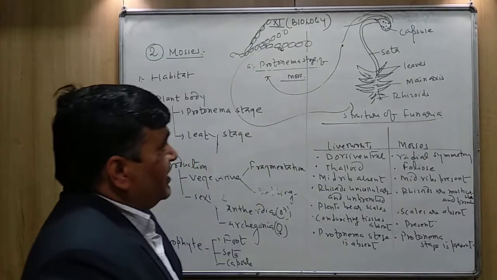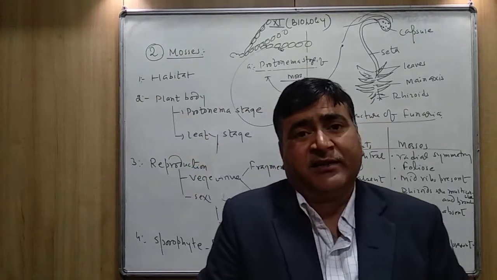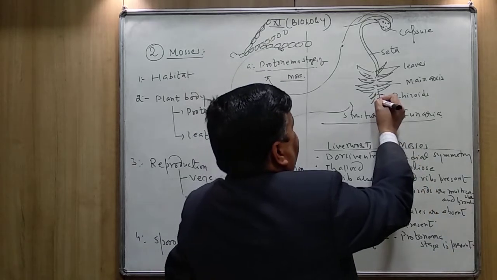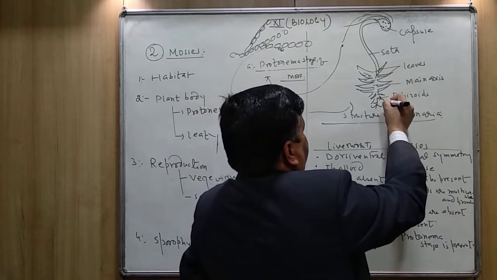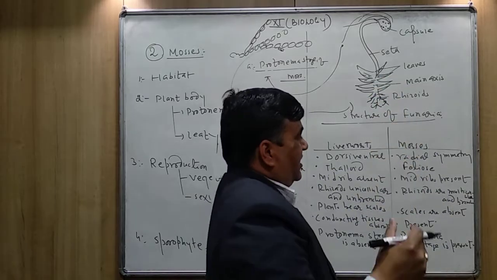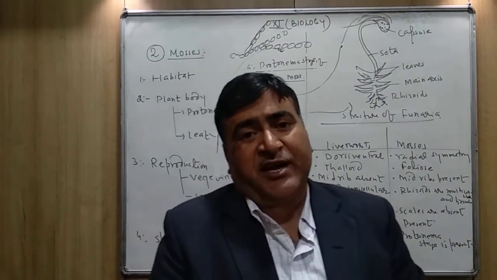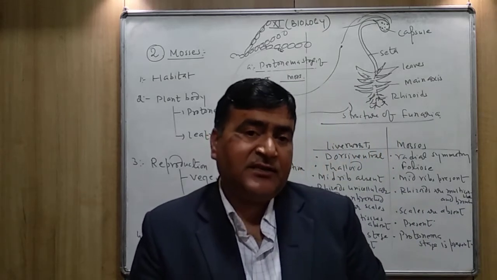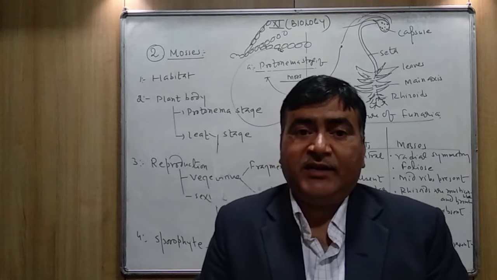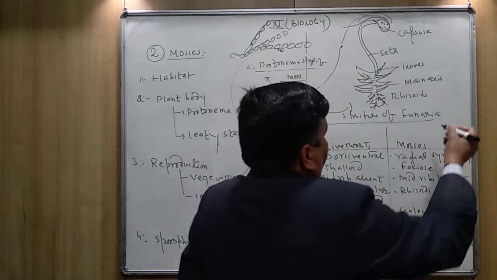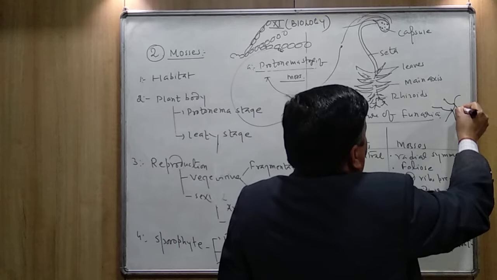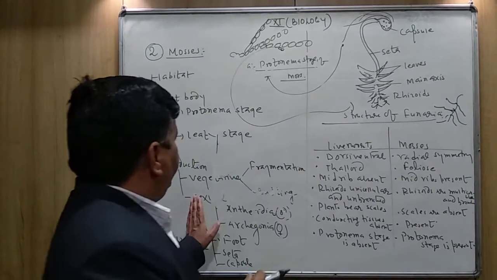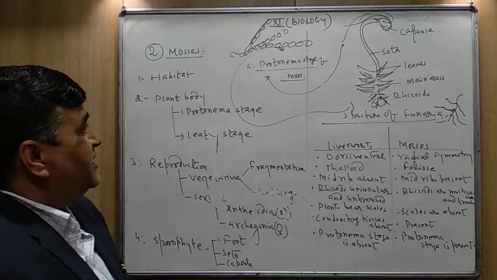Now about the rhizoids: here the rhizoids are branched and multicellular. The rhizoids are like this, branched and multicellular, meaning each rhizoid, each root-like structure, is made up of so many cells. That's why it is said to be multicellular. And the rhizoids are also branched. Now about the reproduction.